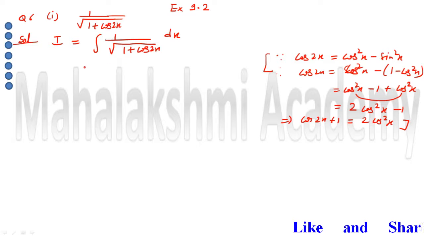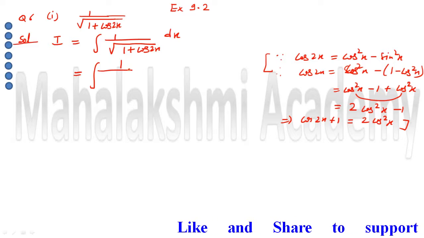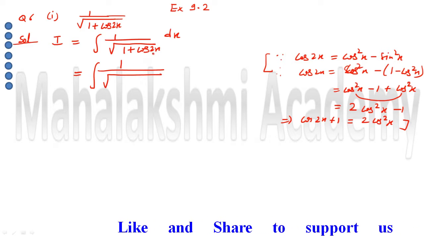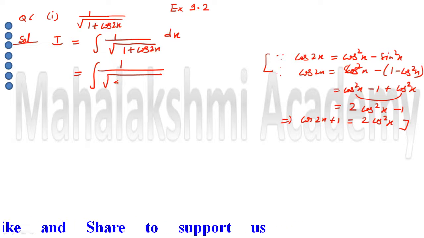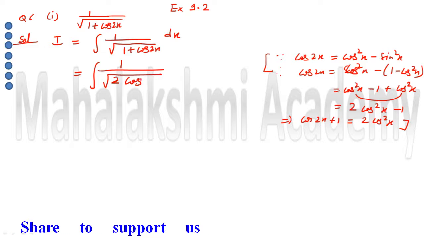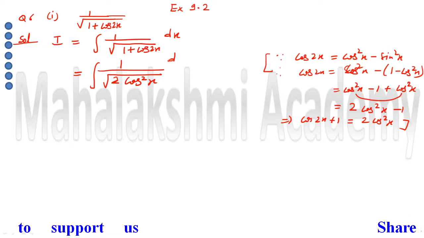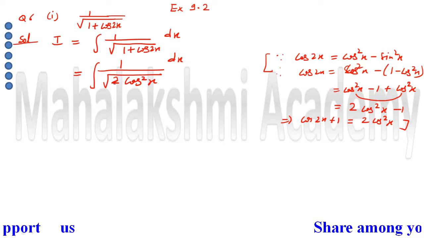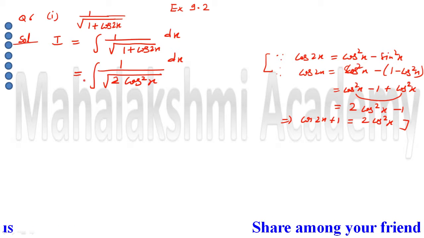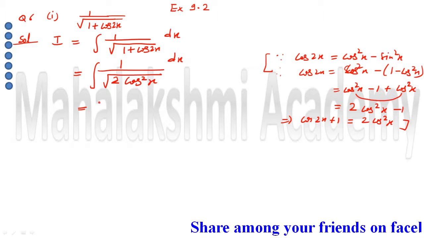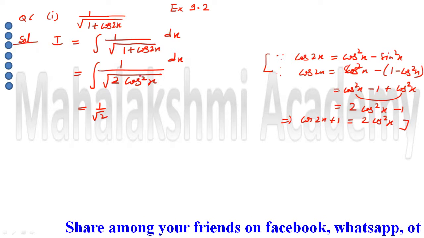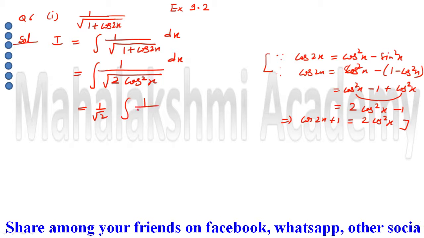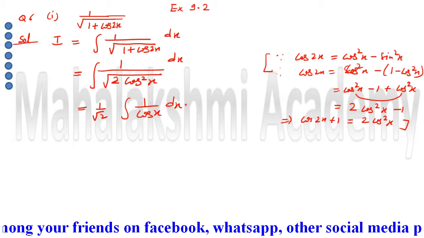So this we are going to replace in our integration here. We are going to get integration of 1 upon the square root, and instead of 1 plus cos 2x, we replace it by 2 cos square x, then dx. So this 1 upon root 2 is going to behave as the coefficient. Just shift it outside of the integration symbol. There is no work of integration on it. Now here the square root and the square will cancel each other, so we are left with only cos x dx.